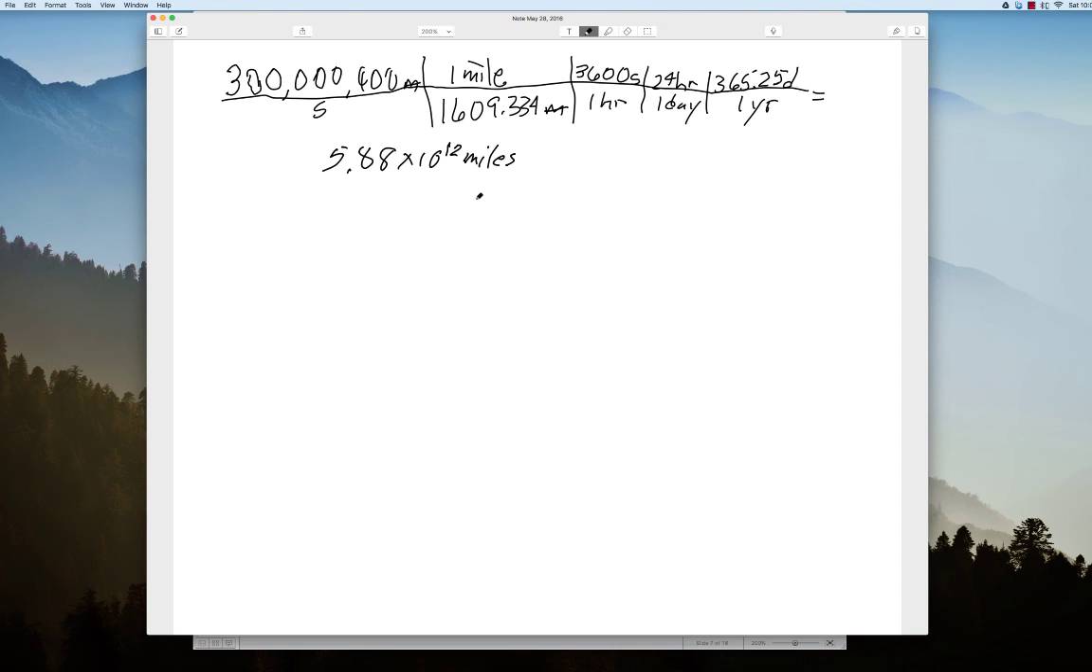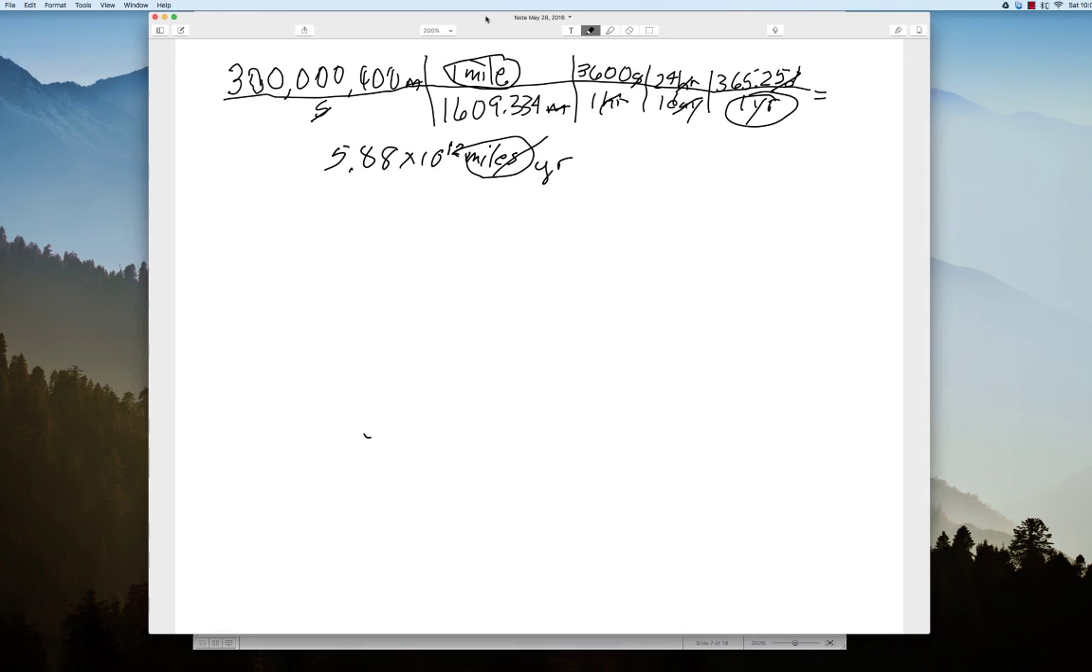That's the distance light travels in 1 year. And this is called dimensional analysis, where the dimensional analysis part is where we take all these various dimensions or units and we can cancel out each one until we're left with miles on the top and years on the bottom. And so that's how far light travels in 1 year.